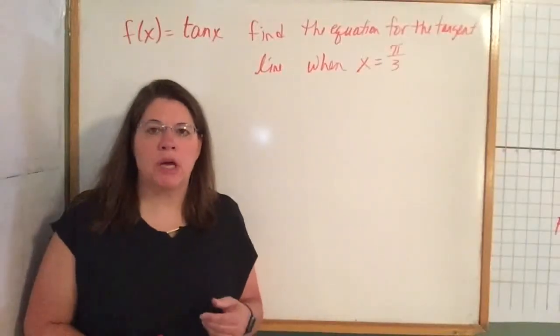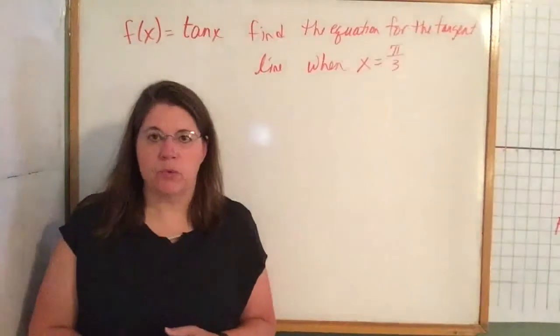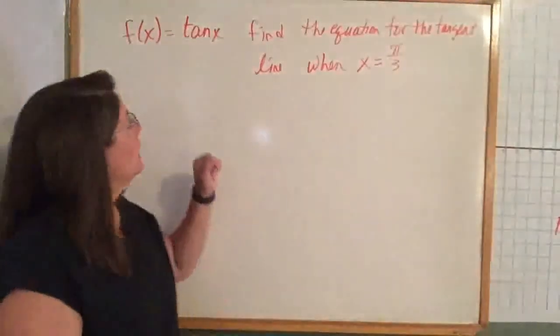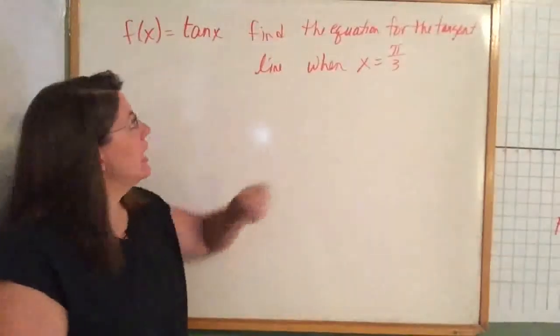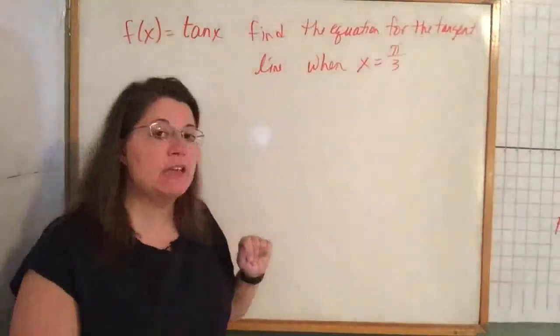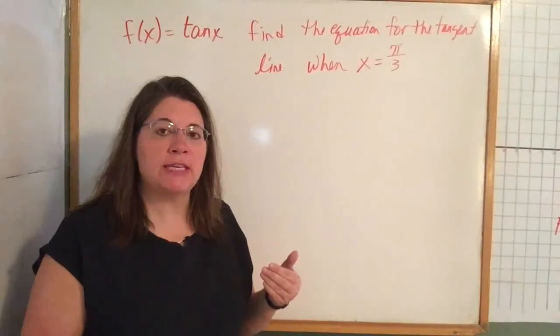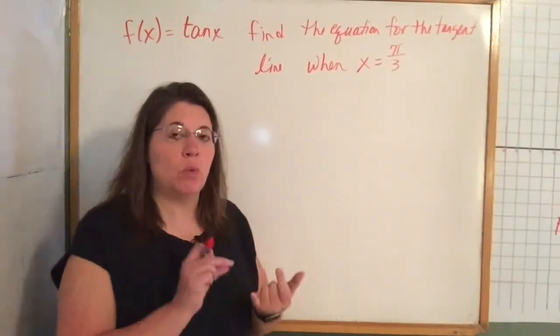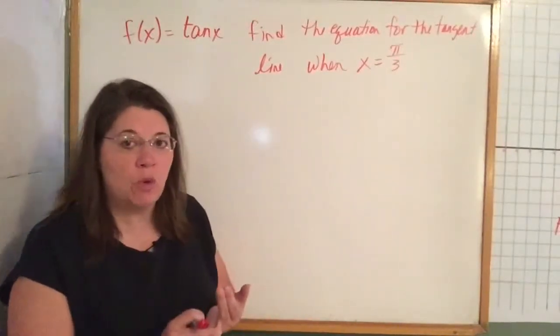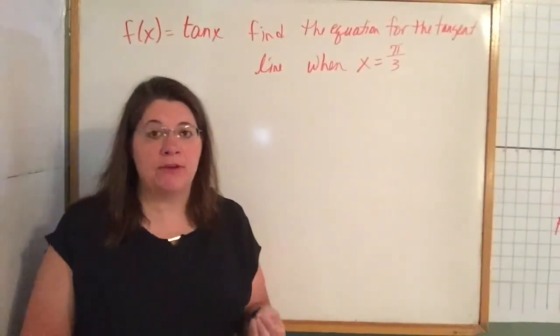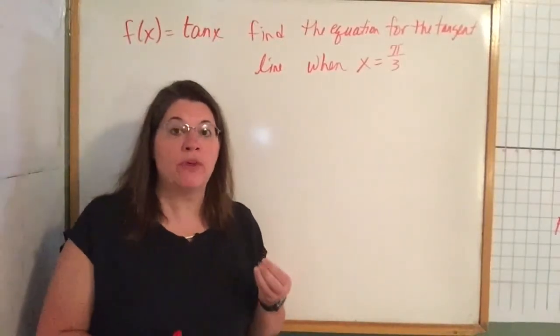Next I'm going to do a couple applications of the quotient rule. In this function here, they give you that f of x equals tangent x, and they want you to find the equation for the tangent line when x equals pi over 3. So if you're trying to find the equation of the tangent line, remember you need the ordered pair and you need the slope that goes along with that ordered pair at a specific x value on your function.